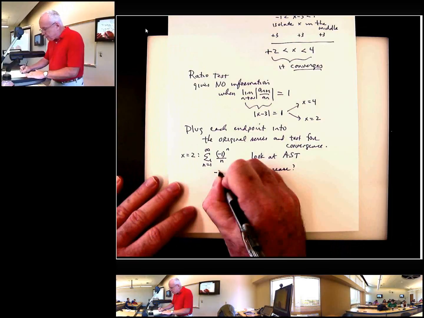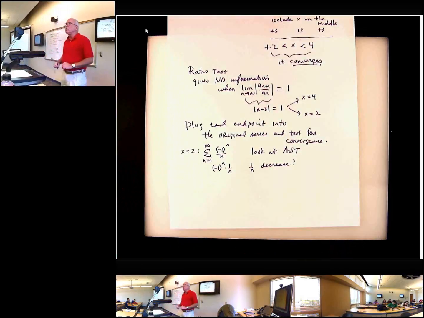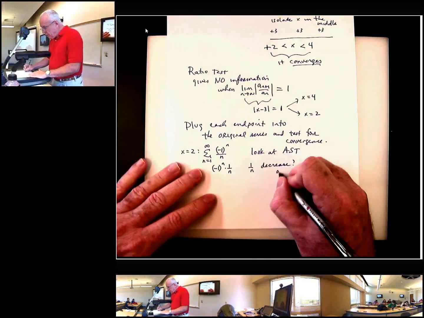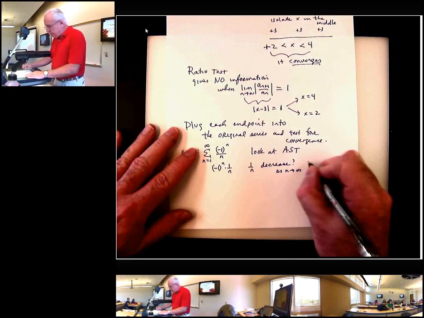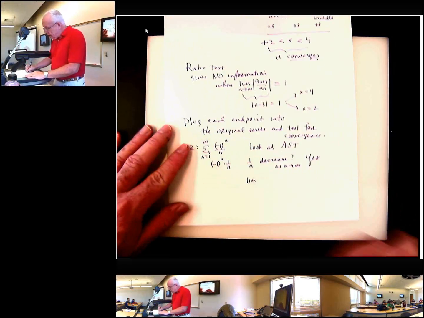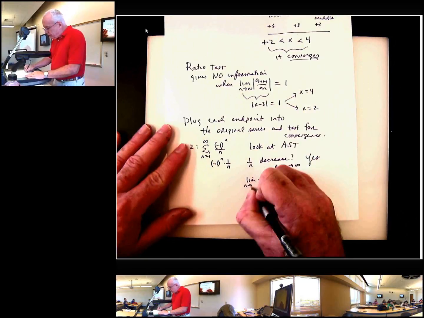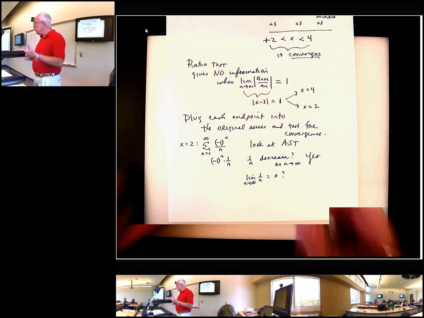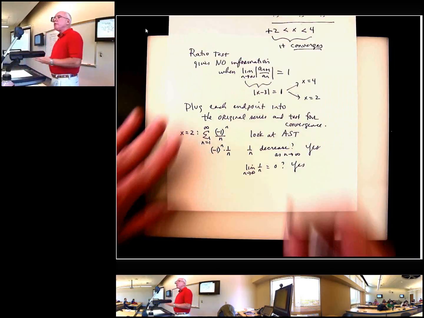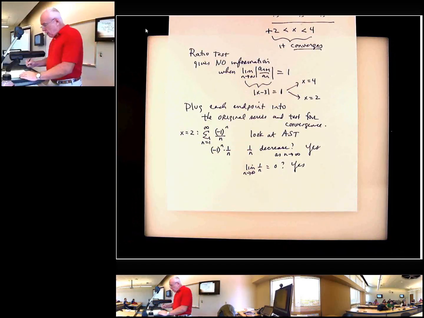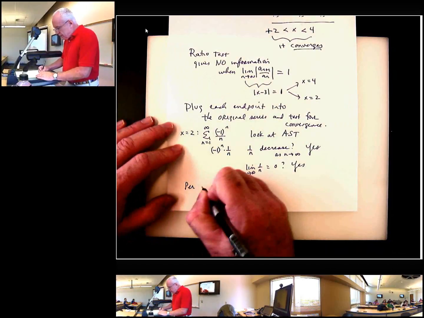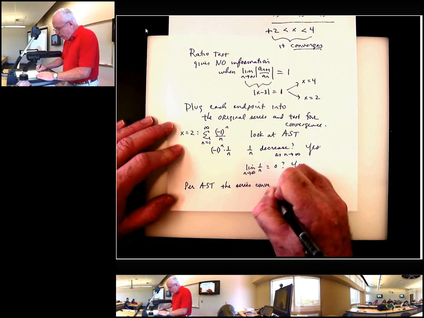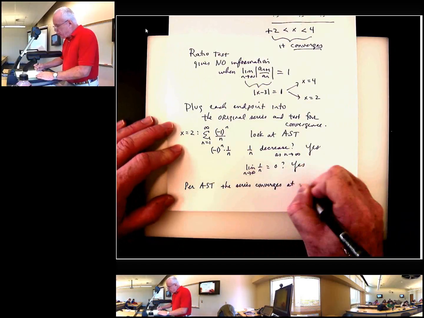This is minus 1 to the n times 1 over n. That's how you can look at that series. So does 1 over n decrease as n gets bigger? Yep, it sure does. And the other thing we have to look at is, as n gets bigger and bigger, does that thing have a limit of 0? And it does. So we have both of our conditions for the alternating series test. So per AST, the series converges at x equals 2. So one of our endpoints is good.